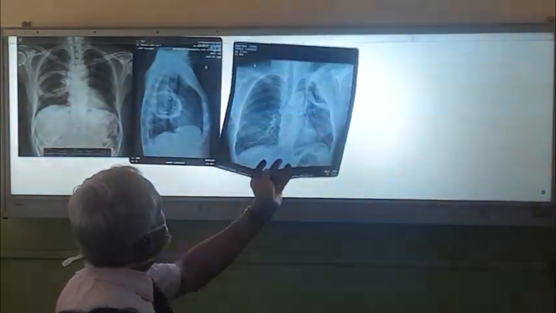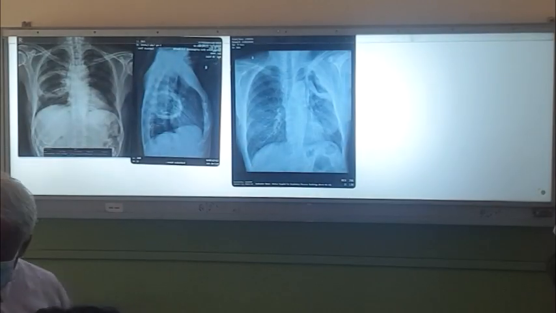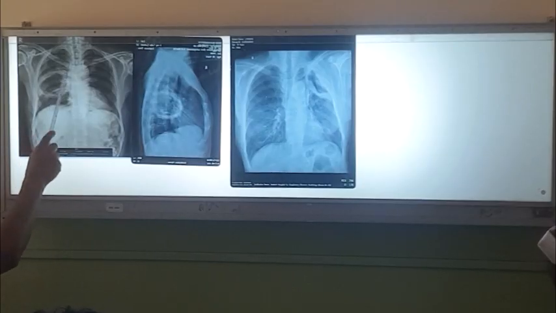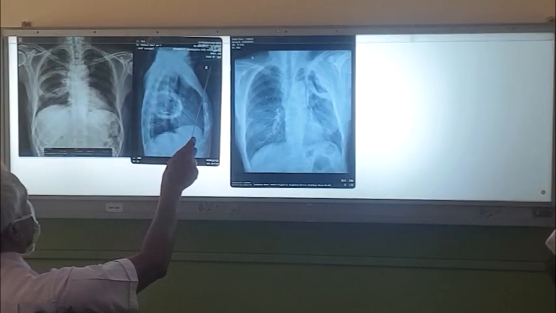So this shows some cavities, right? It's a digital film, well centered. It's a big thick wall cavity. So you can do a lateral and see. They have done a right lateral here.